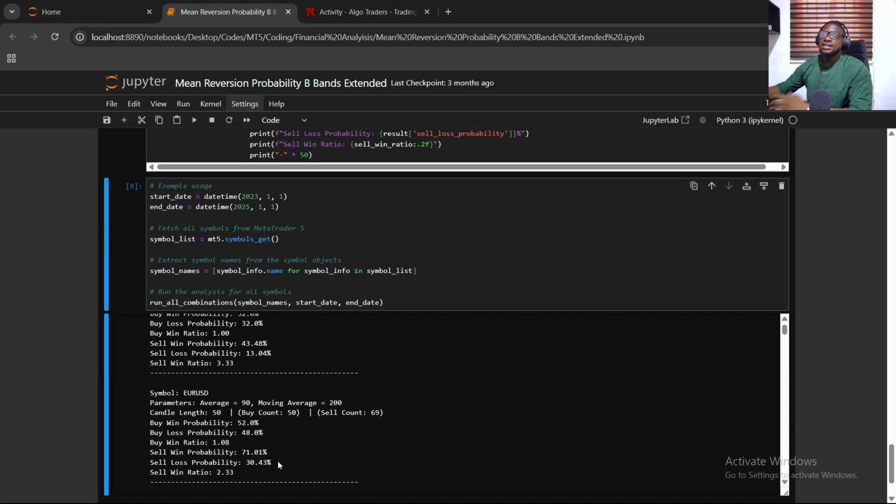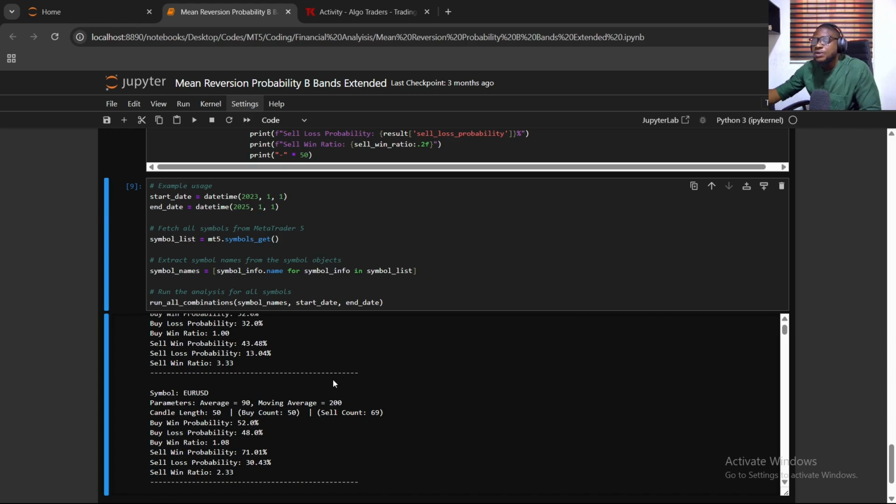Now, this has given us an idea or an edge that we can actually use in our trading, because we're no longer just doing guesswork. We know that whenever this setup occurs, the probability of us hitting our take profits is 71%, and the probability of us hitting our stop loss is 30% over the last 2 years. Okay, so whenever this setup occurs.